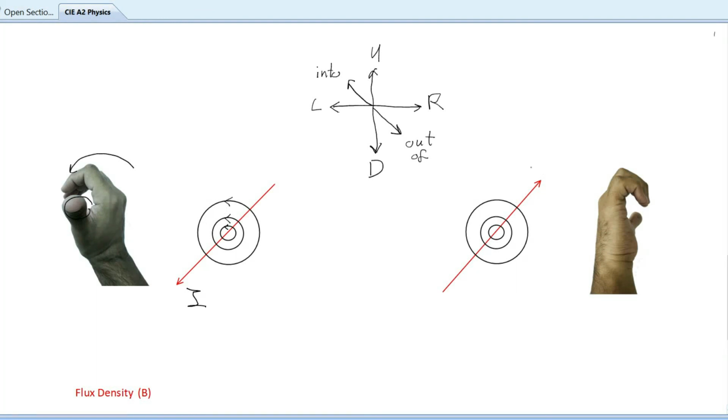If you have a current which is going into the page, you'd point your thumb into the page and you'll find that your fingers are curling clockwise. So you draw concentric circles pointing clockwise. Also keep in mind the spacing between the field lines or the flux lines. They must always be increasing.